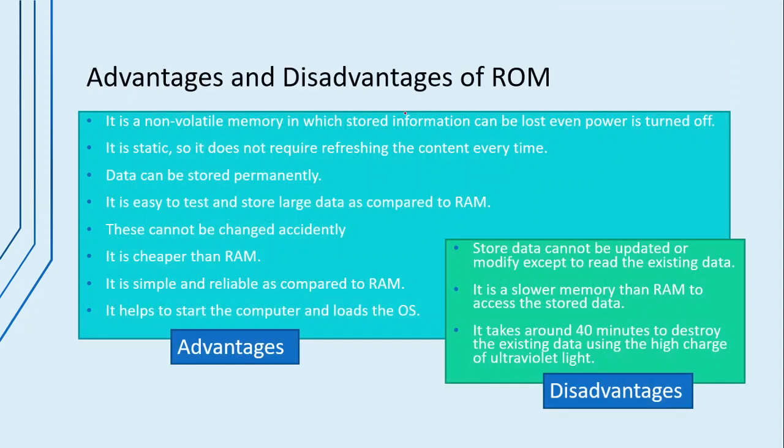Now we will see the advantages and disadvantages of ROM. First we will discuss the advantages. This is an example of non-volatile memory. It is static, so it does not require refreshing the content every time. It requires less power. Data can be stored permanently. It's easy to test and store large data as compared to RAM, because RAM has a smaller capacity.